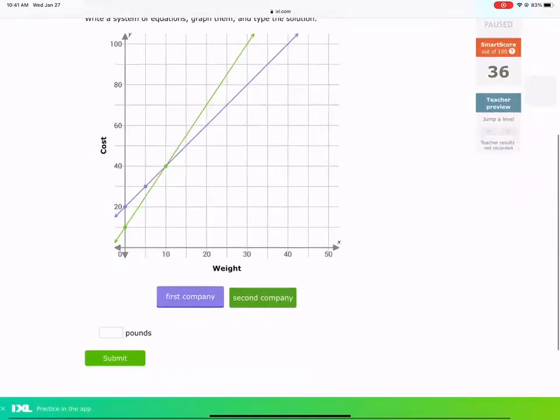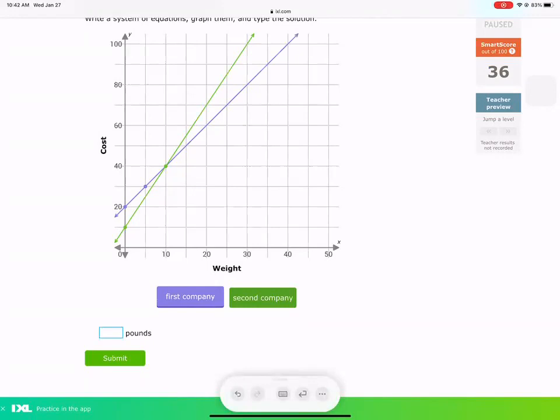Why would you choose one credit card company versus another credit card company, one bank over another bank? The promotions might be great, but in the long run, how are we going to make out here? So the weight they said is going to be 10 pounds.